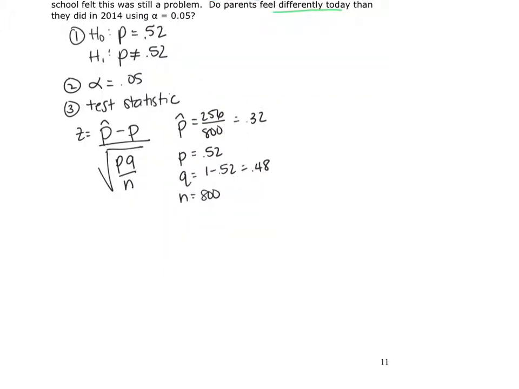Now we'll substitute those values in. Z equals 0.32 minus 0.52 divided by the square root of 0.52 times 0.48 divided by 800. I would pause here, type this in your calculator, and come back and check your answer. The z-score is negative 11.32, rounded to 2 decimal places.